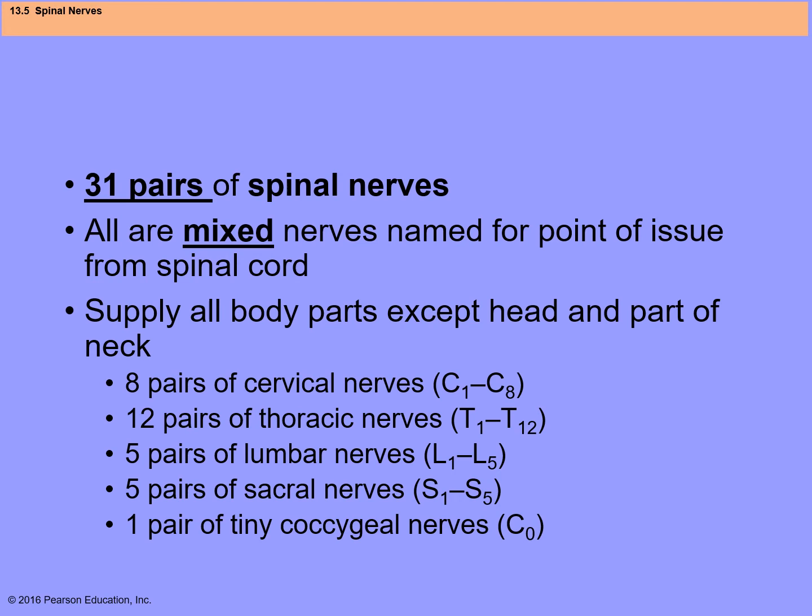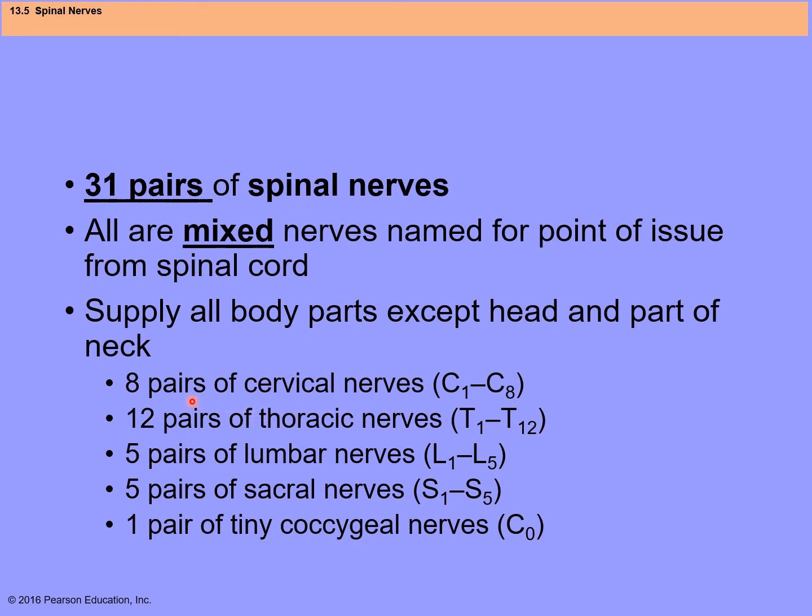The spinal nerves are those that are attached to the spinal cord. Now there's 31 pairs of these. These are all mixed nerves. They will supply all of the body parts except for the head and part of the neck. And why is that? Because those are served by the cranial nerves. Of these 31 pairs, how are they divided up? They're named by where they come out of the vertebral column, between which of your vertebrae.